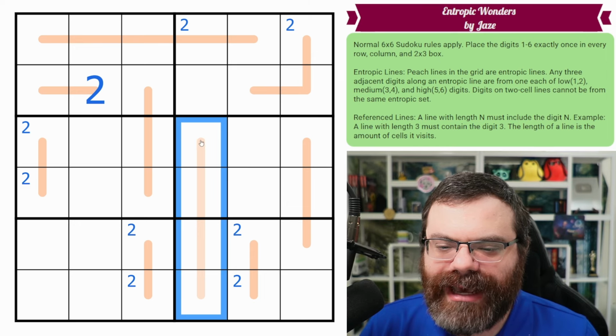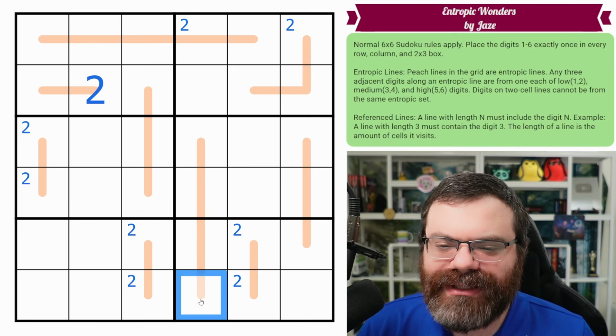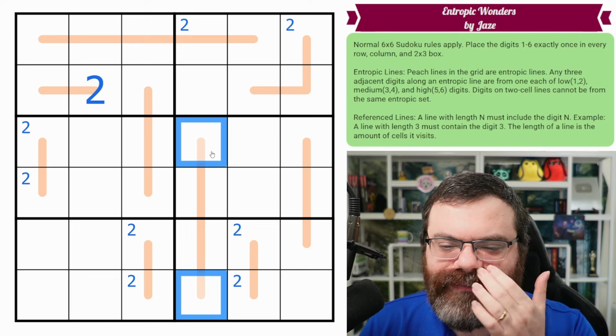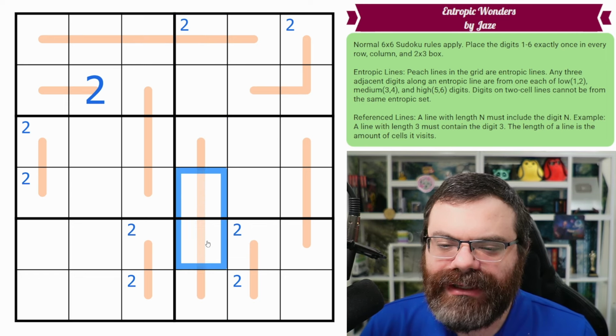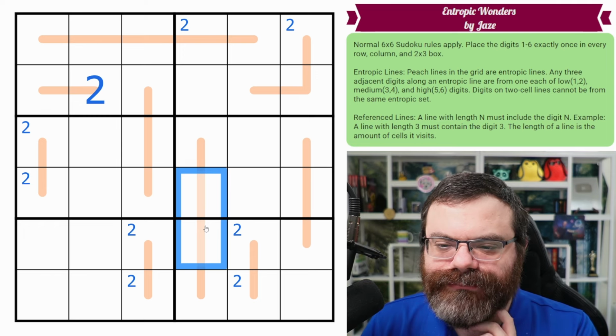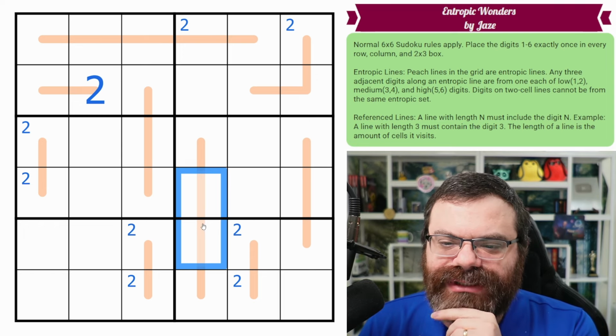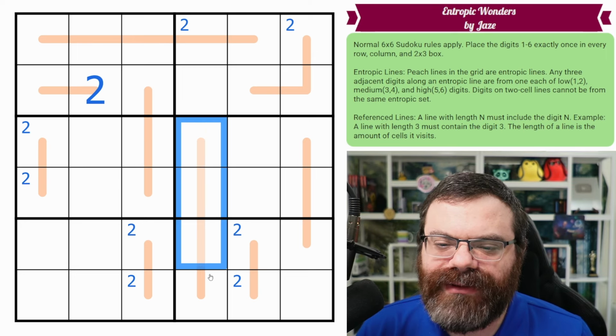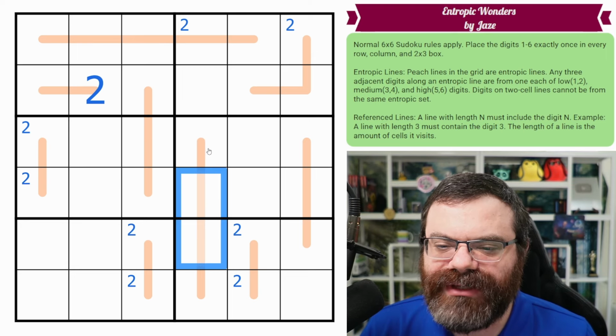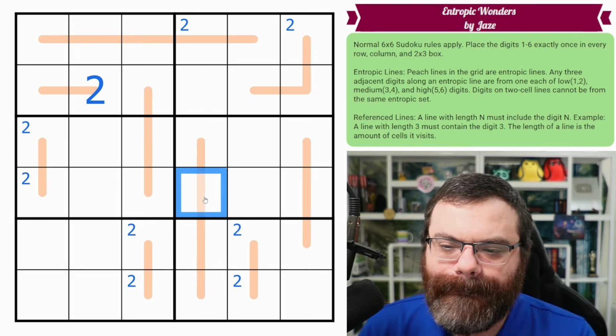So here's the thing. These 2 could both be mediums. We could have a 3 and a 4 on this line. I was going to say, well, the 3 would end up here, but it doesn't have to. We know these aren't 3, though. That's sort of an interesting deduction. These aren't 3 because if they were, we would not be able to put a 4 on the line because we wouldn't be able to repeat the entropy in this set or this set.